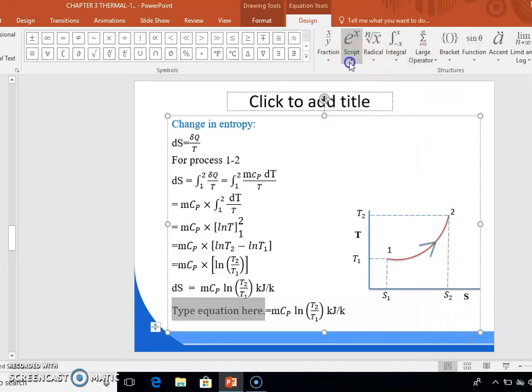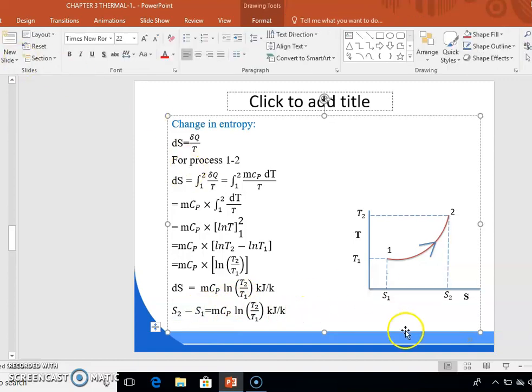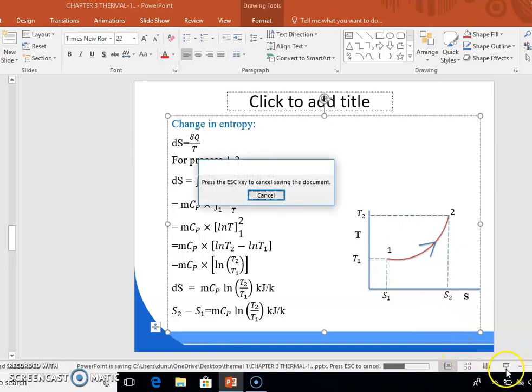Why can we not write S1 to 2? Because entropy is which function? A point function. So I can write here S2 minus S1, that is equal to mCp ln (T2 by T1). Okay, change in entropy.